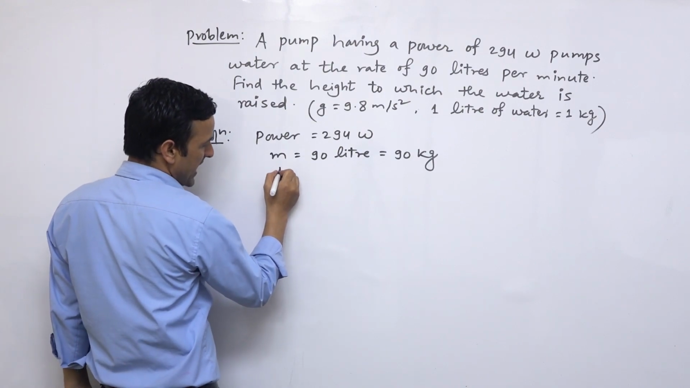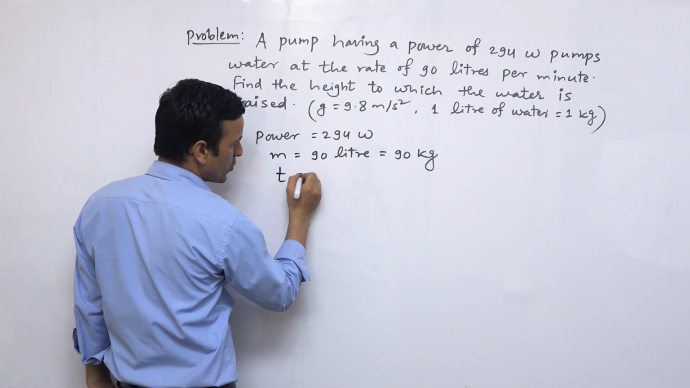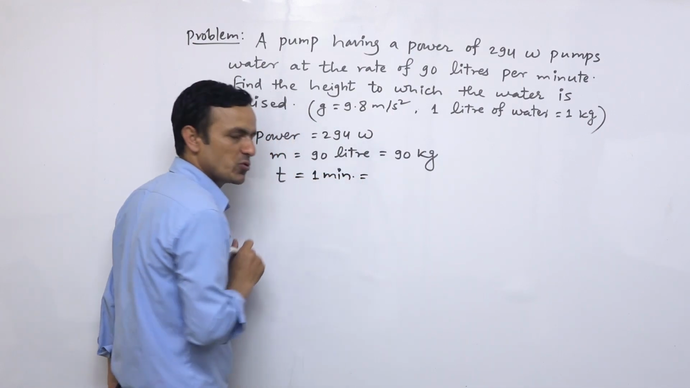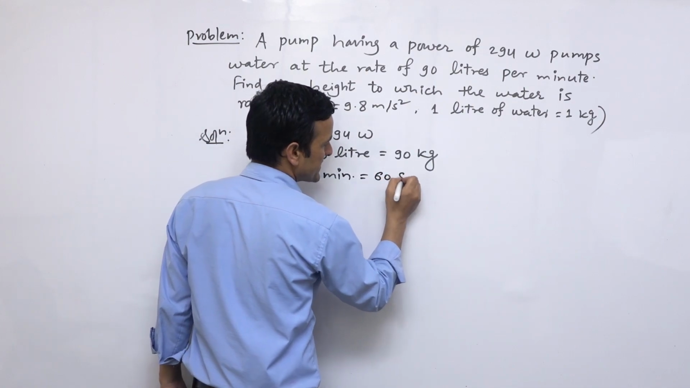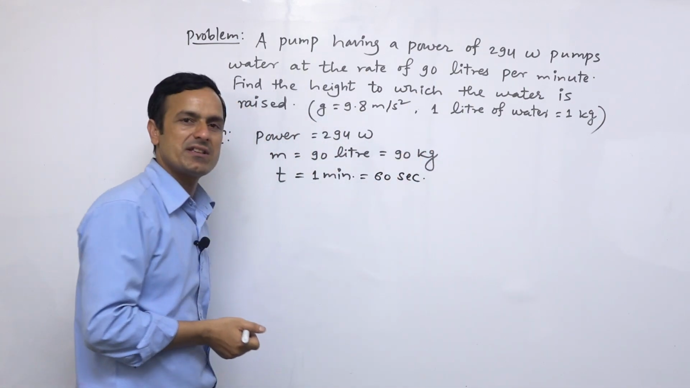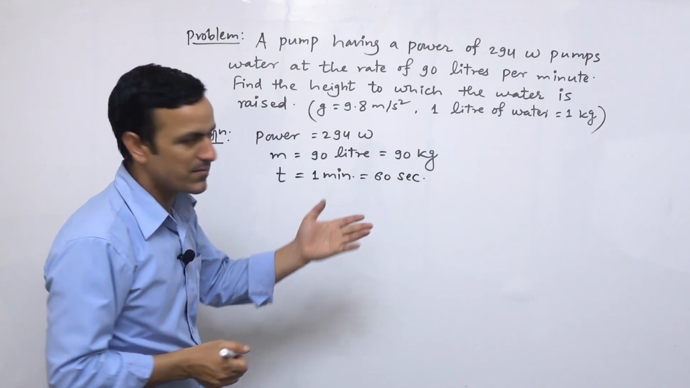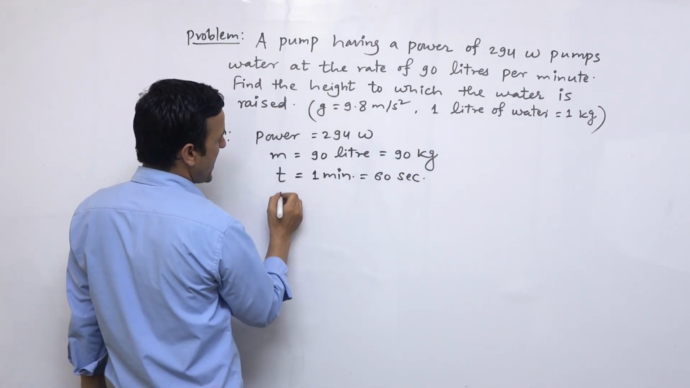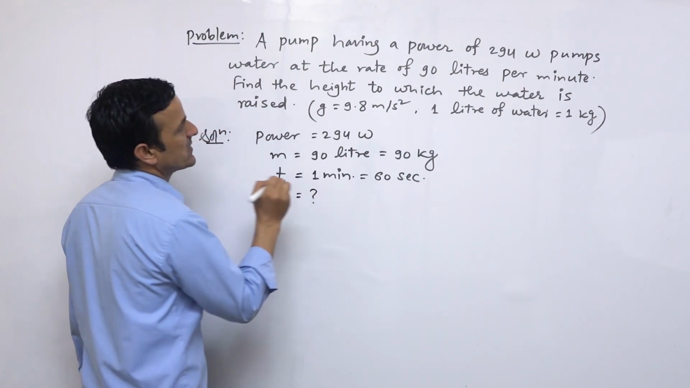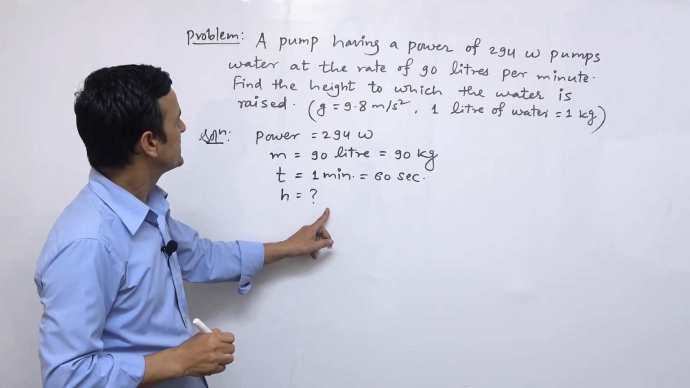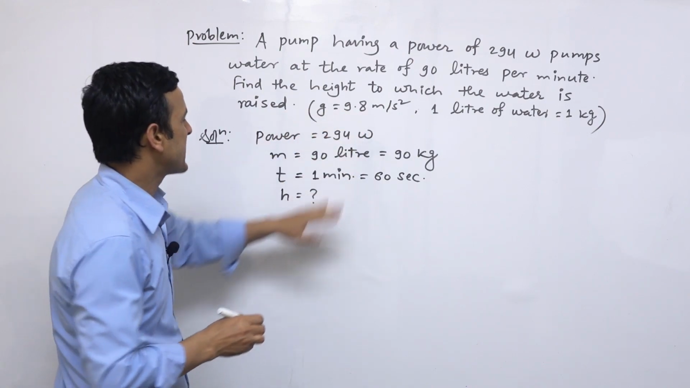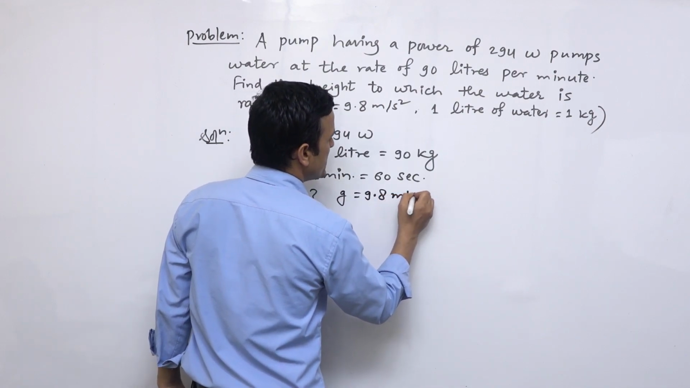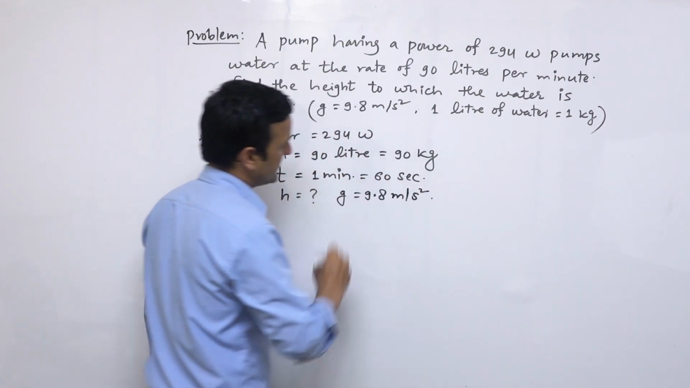So time is 1 minute, but we know that time should be in second. So it is 60 second. Time is always in second, time should be expressed in second. Its SI unit is second. And find the height. So height is equal to what? This is the height, and the value of G is 9.8. So value of G is 9.8 meter per second square.